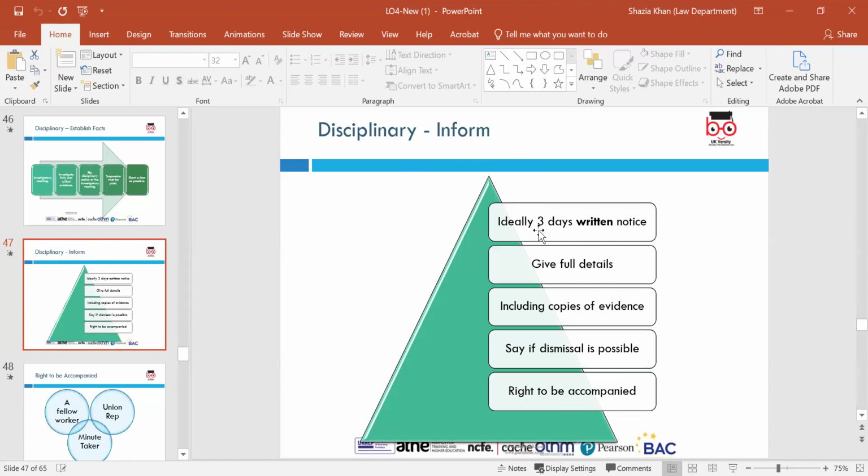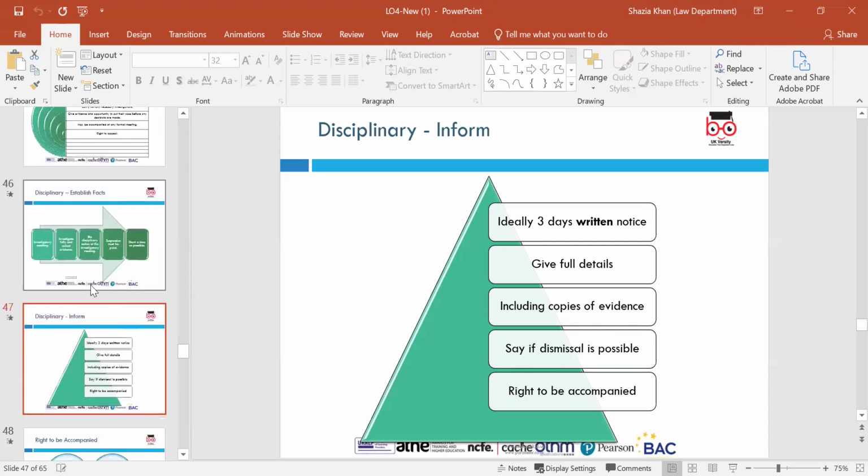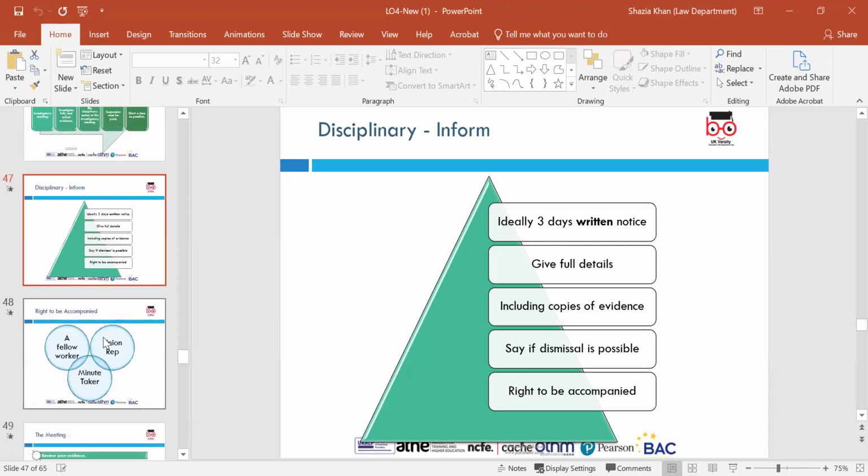Disciplinary: inform, ideally with 3 days' written notice. You give full details, including copies of evidence. A sanction up to dismissal is possible, and there is the right to be accompanied. So this is some additional resources for you to have a look at, okay? Which I'll go through quite quickly.